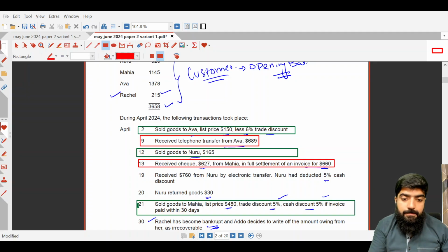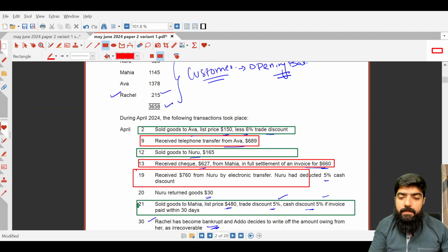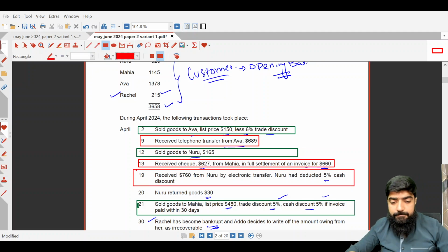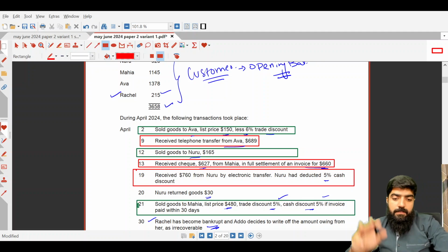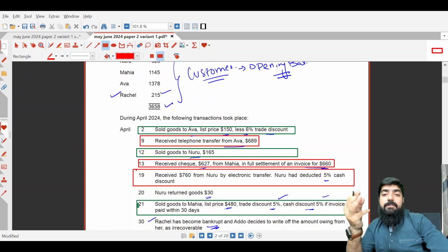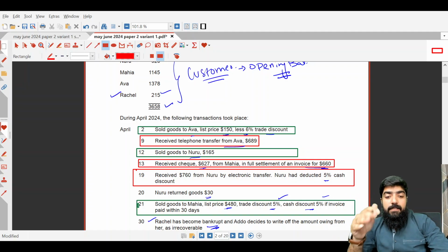Yes, 267. Sorry. Okay, and the third one is the 19th April, right? Yeah. So these are the three values. These are the three transactions in which we have received the amount.